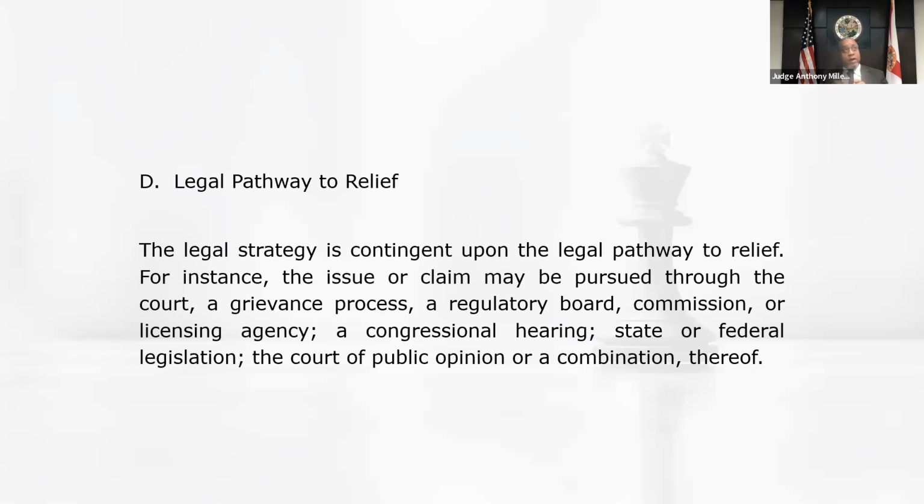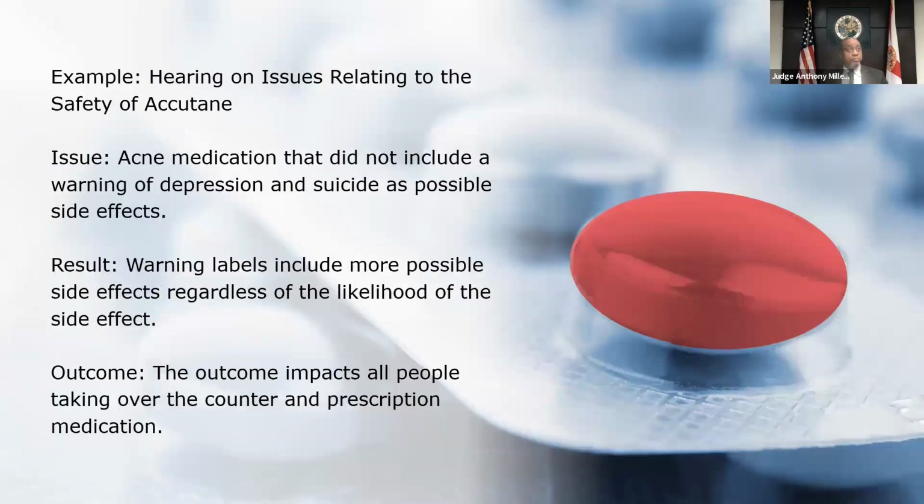We're now going to bridge over to an actual example. This is a hearing on issues related to the safety of Accutane. The issue presented here is that this acne medication did not include a warning of depression and suicide as possible side effects. So it was a very critical issue affecting individuals. The result: the warning labels include more possible side effects regardless of the likelihood of the side effects. So you see that broader impact, the outcome impacts all people taking all the over-the-counter and prescription medication. That's very important to note.